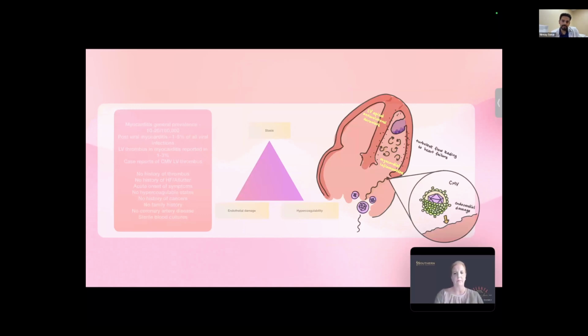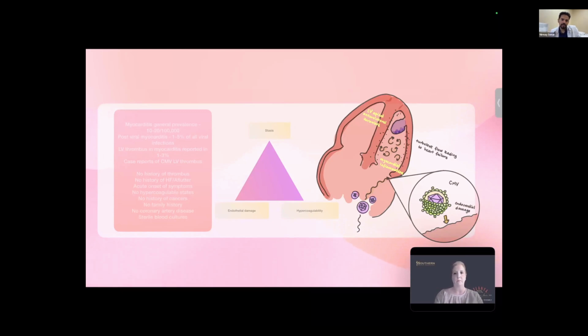Stasis, definitely, with the flutter going on, the atrioventricular desynchrony could be causing some stasis. Endothelial damage is what we need to figure out, and we'll reach there. Hypercoagulability is a byproduct of stasis and endothelial damage, so that triad always goes hand in hand. We basically had test results come back positive for CMV. Cytomegalovirus is a very rare cause of viral myocarditis.